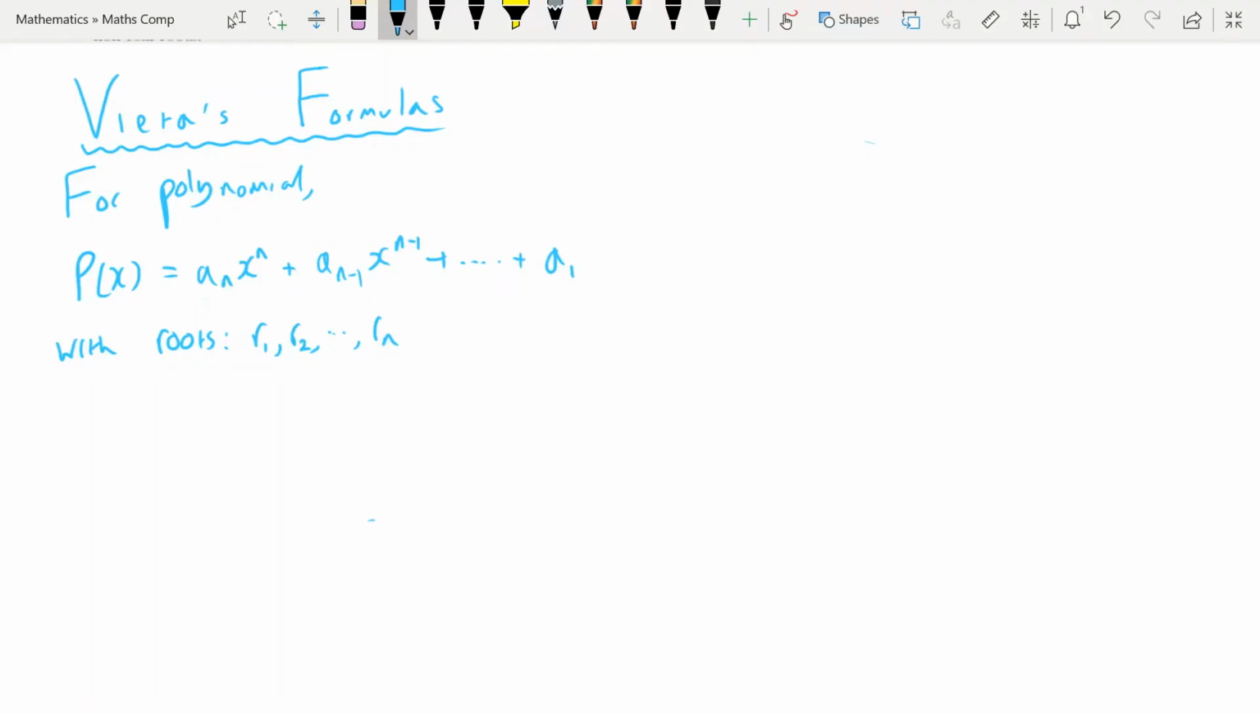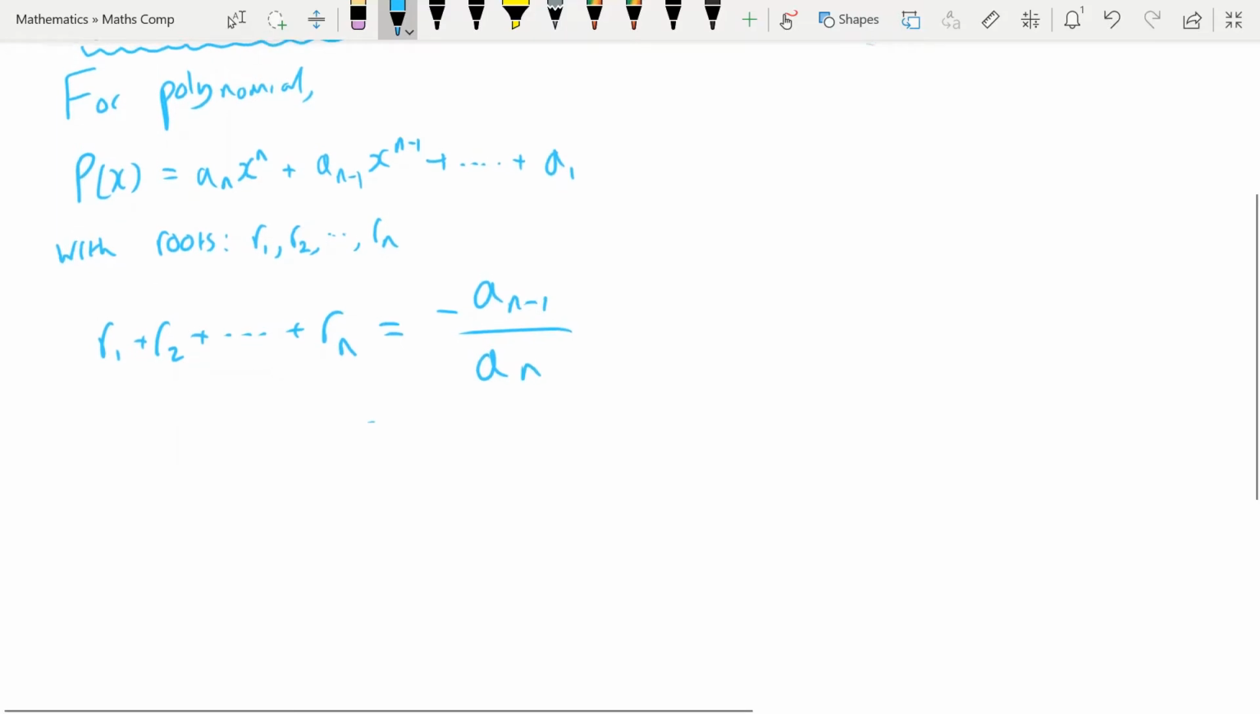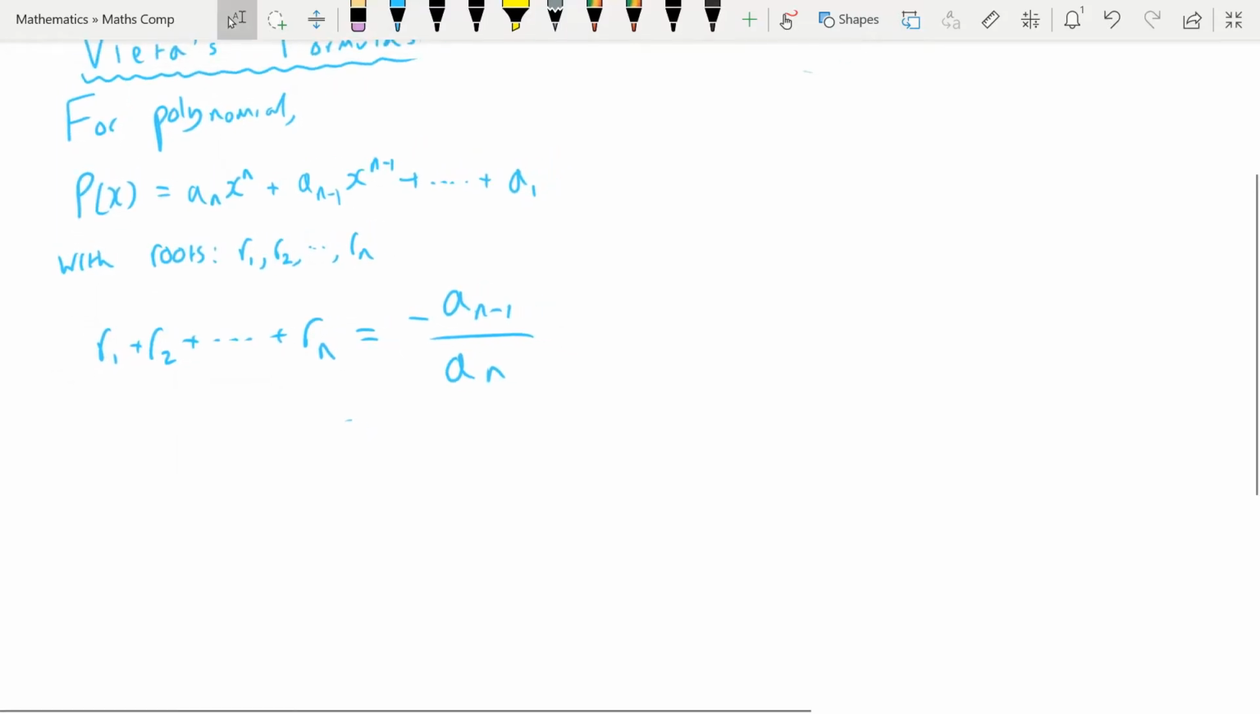But if you have this polynomial, if you want to find the sum of the roots, like so, this is equivalent to minus a_(n-1) over a_n for any polynomial. To prove this is quite hard, you can use induction, or there's other ways to derive it, but I'm just going to be showing it to you.